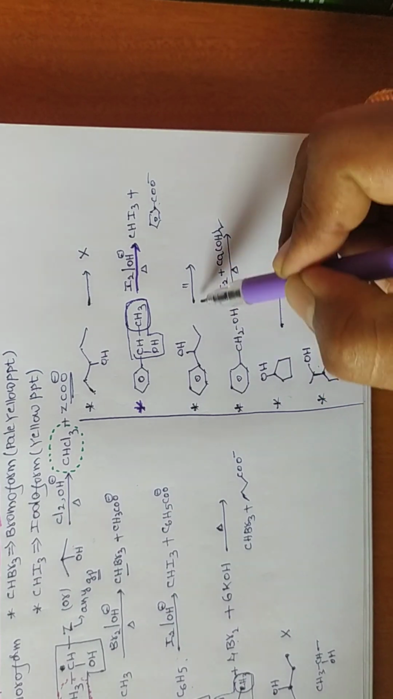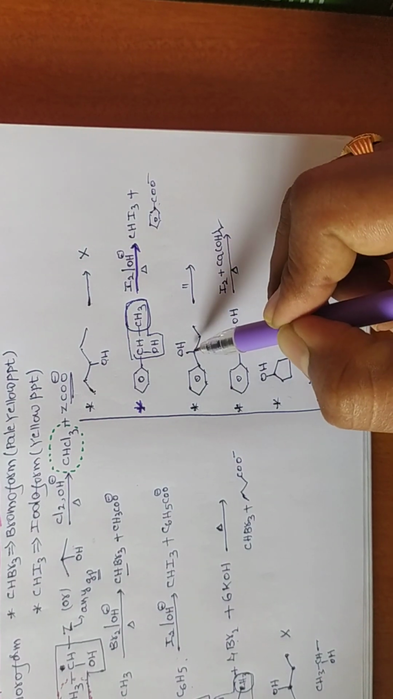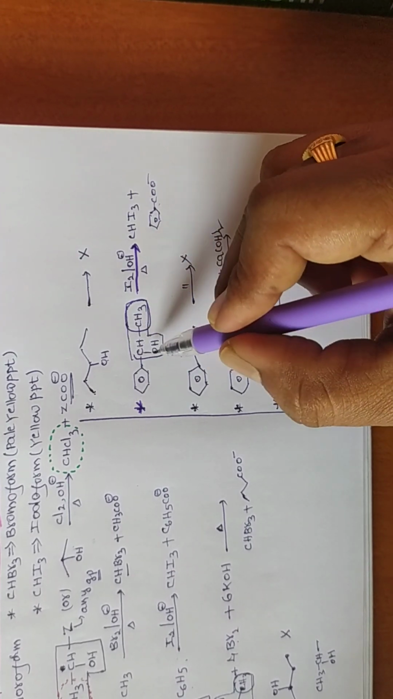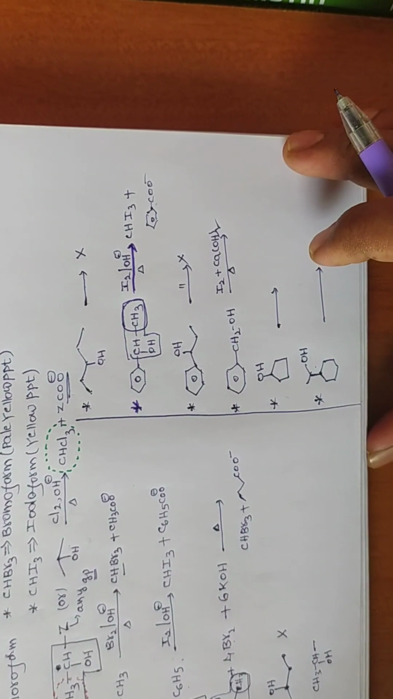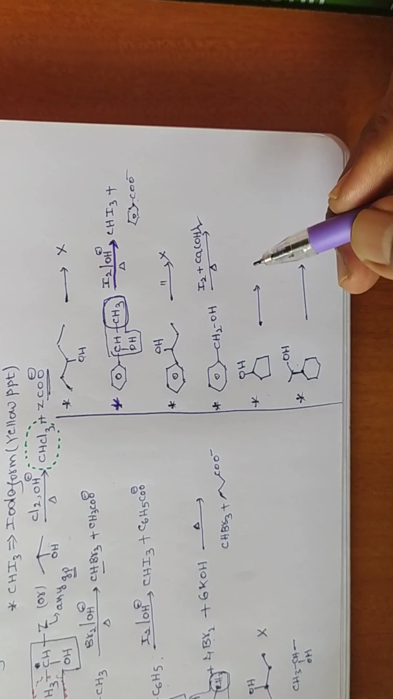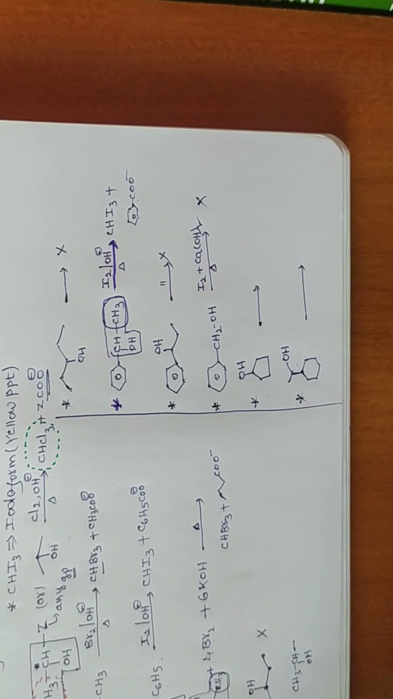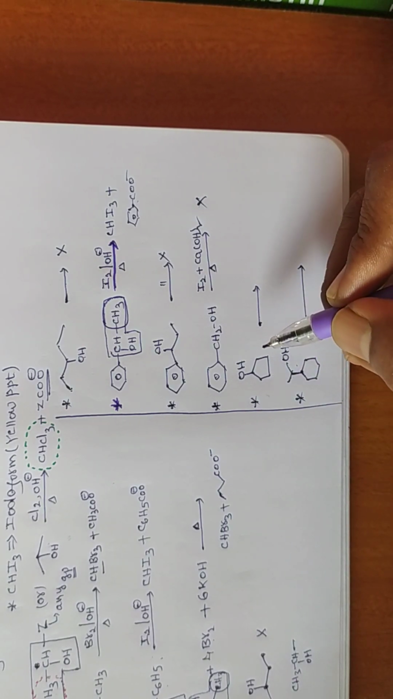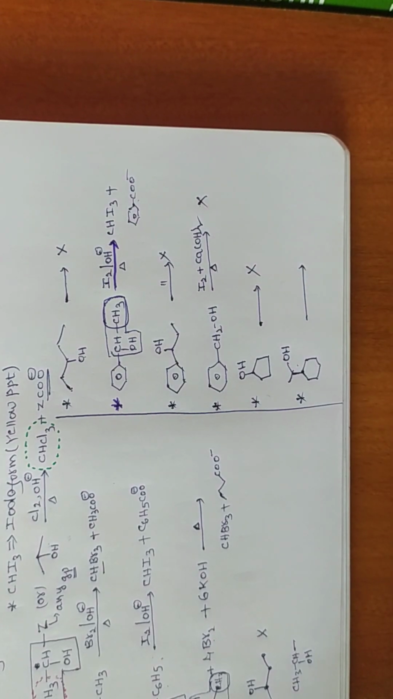Next, will this compound give the haloform test or not? CH3CH2CHOH. There is no CH3CHOH group, so therefore it won't give the haloform test. Next, will this compound give the haloform test or not? No, CH3CHOH group is not present, so it also won't give the haloform test. Next, will this compound give the haloform test or not? There is no CH3CHOH group, so it also won't give the haloform test.